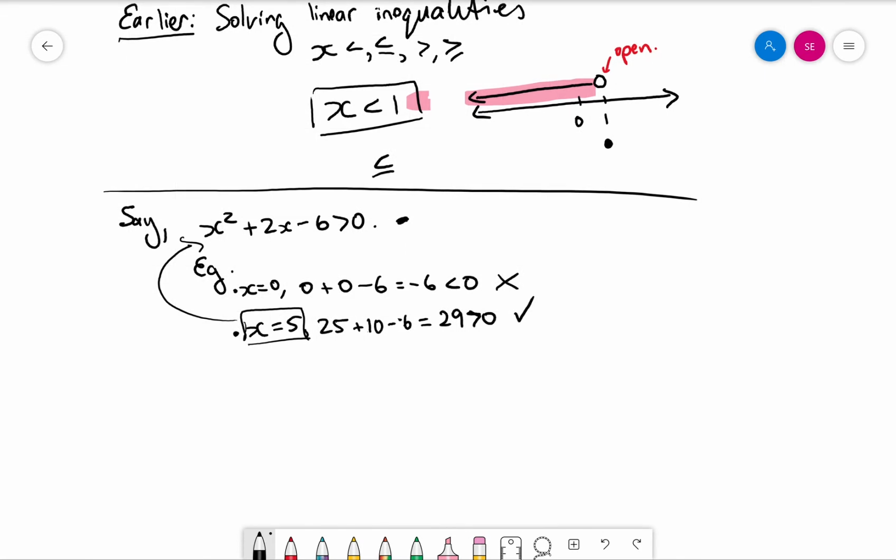I understand my writing here looks a bit like 7s. I'm doing my best.